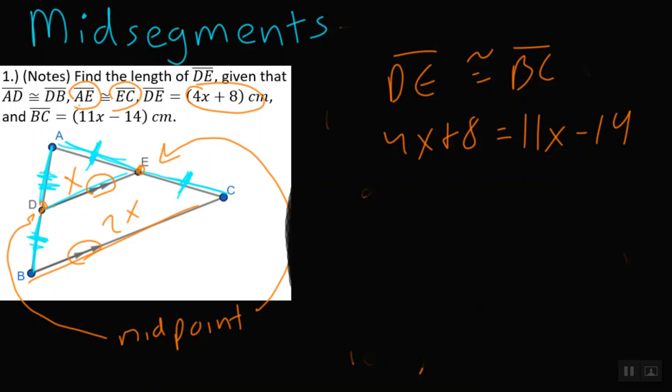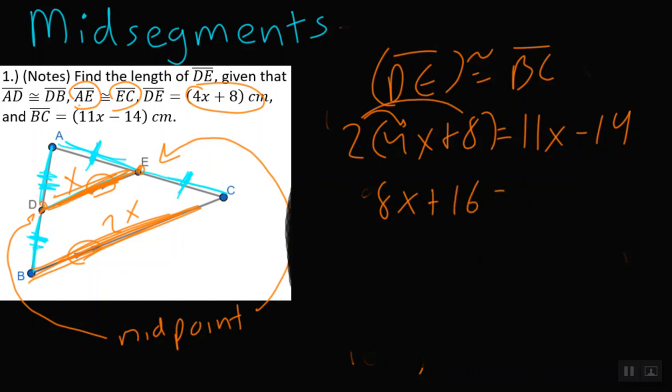Because what do we know? We know that in order to go from here to here, we have to multiply by 2. And so, in fact, we're going to multiply this side right here by 2. We can now solve this, just like normal. If we know that the mid-segment is half the length of the base, we just multiply it by 2. So let's go ahead and tackle this. We'll distribute. 2 times 4x is 8x. 2 times 8 is 16, is equal to 11x minus 14.